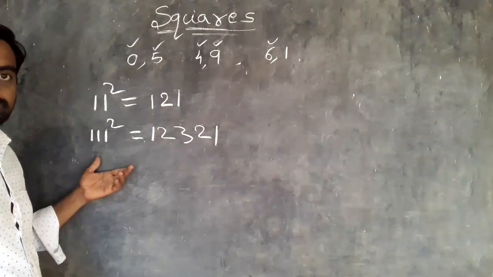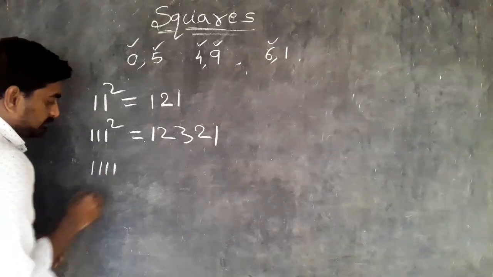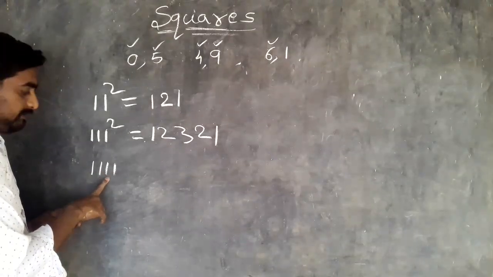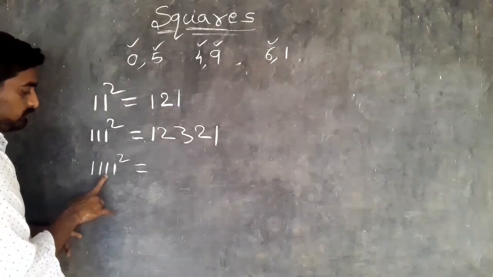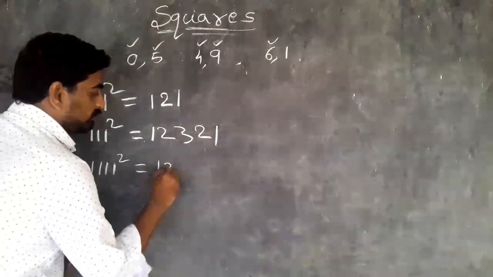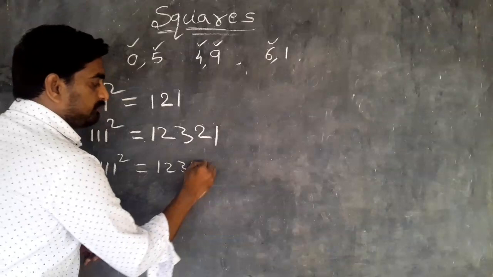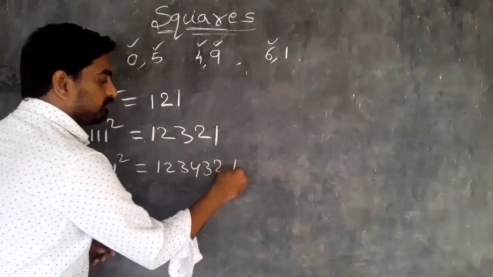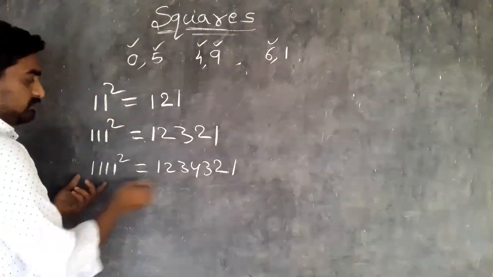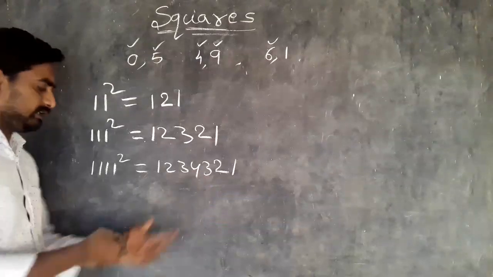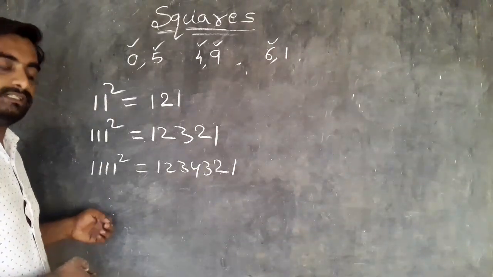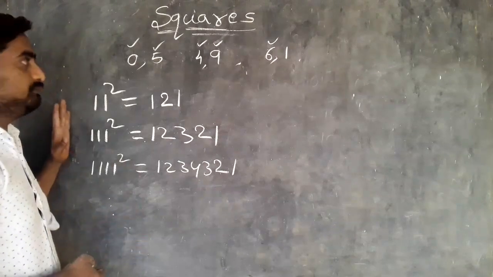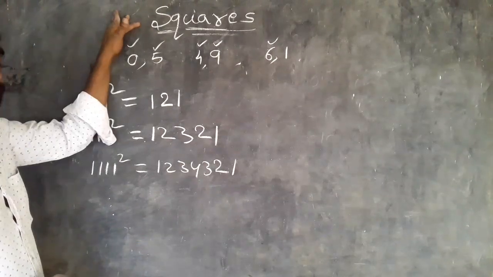Okay, now we go for 4 ones. 1111 square. How many ones are there? 1 2 3 4 ones. So we write 1 2 3 4 3 2 1. So this is the square number. We can write all such numbers, 5 ones, 6 ones, any number, friends. These are the simple techniques for writing squares, very easy.